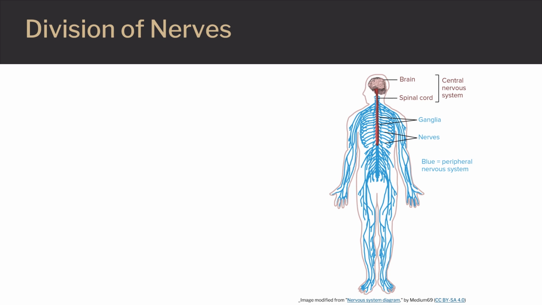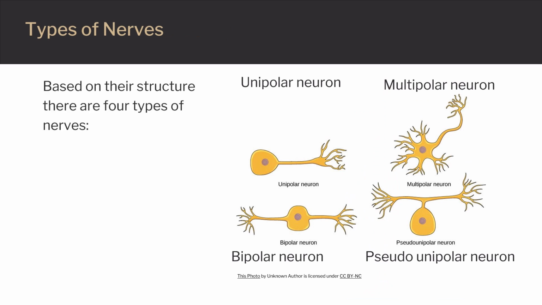There are several ways to categorize the nerves. The categorization of the nerves is based on the way they transmit information, their structure, and their location. Based on their structure, there are 4 types of nerves.